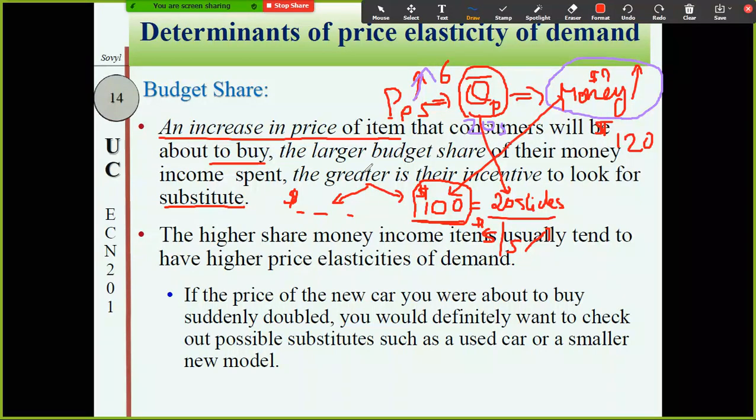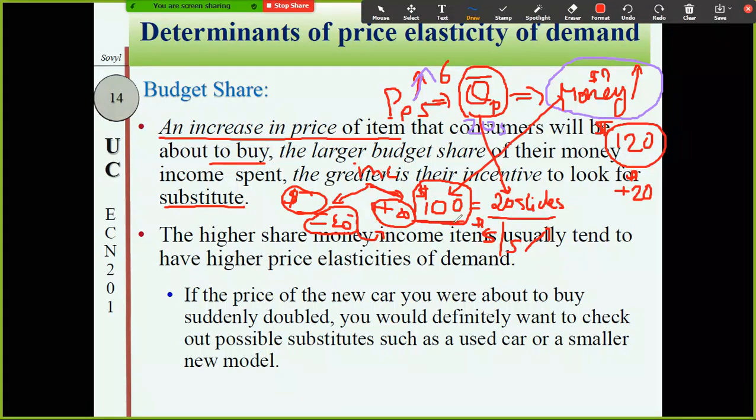Okay, before, this is income, they share only $100 to buy food. But when the price goes up, the $100 cannot buy the same amount of food. So in order to buy the same amount of food, they need to share more. How much more? They need to share another $20. If they share $20 more, they need to take less from the other spending. If they share $20 extra to the food, they need to take from the other spending $20 as well.